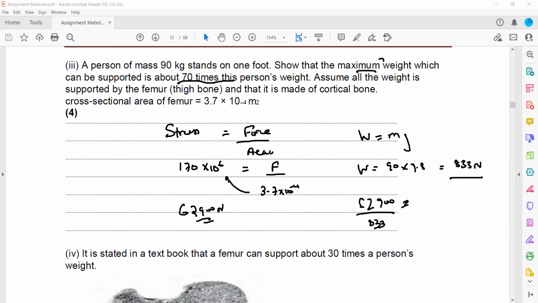the simplest ratio between them is about 71. So that is about 71. It means this value 62,900 is about 71 times 833. So it confirmed that it can bear a maximum of about 71 times the original weight.